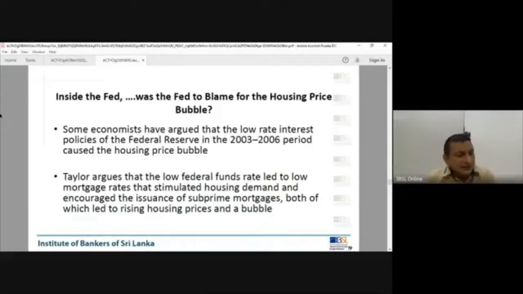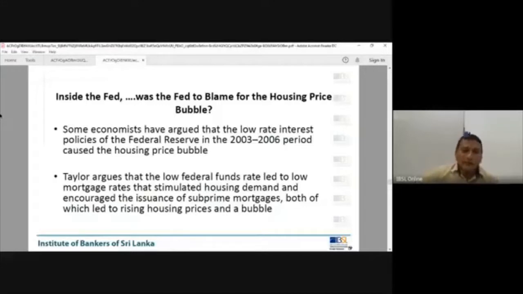A famous economist, Taylor, argues that the low federal funds rate led to low mortgage rates. Because federal funds rates were low, the financial intermediaries could fund their financial requirements from the Federal Reserve at a low level, and this led to low mortgage rates that stimulated housing demand. So everybody else could now access the financial intermediaries and have a financial facility at low interest rates, and this encouraged the issuance of subprime mortgages.